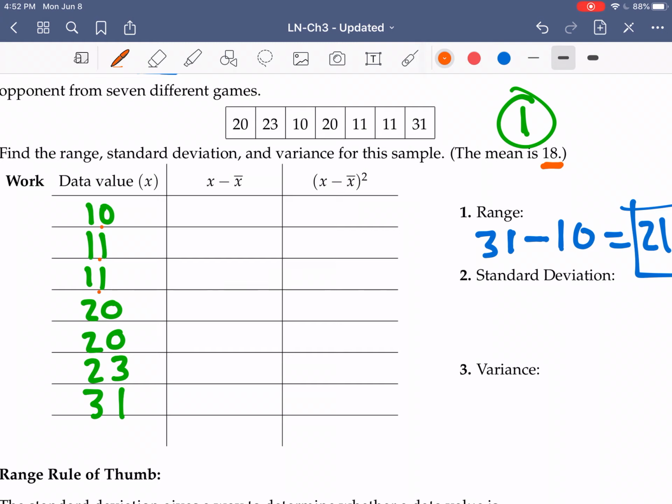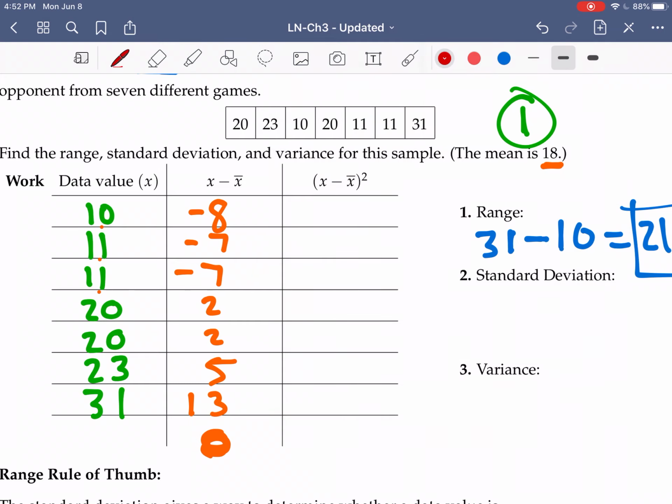Right? So 10 minus 18 is negative 8. 11 minus 18 is negative 7, and negative 7. 20 minus 18 is 2. 20 minus 18 is 2. 23 minus 18 is 5. And 31 minus 18 is 13. All right, so we have the differences. If you add up that column, it should always add up to 0. If it doesn't add up to 0, then you've made some sort of slight error, but that adds up to 0, as it should.